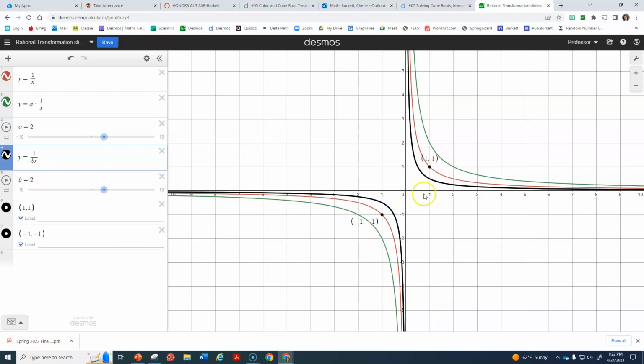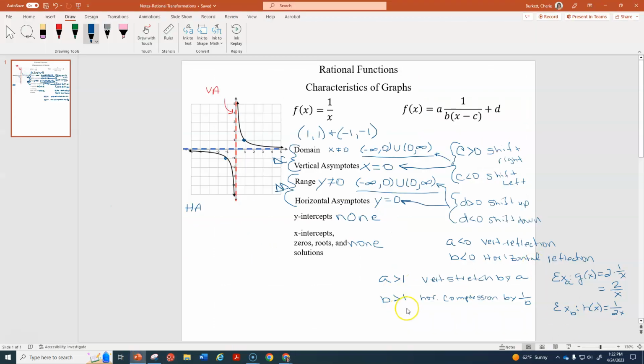So again, a and b do opposite things. When a is greater than 1, it stretches. When b is greater than 1, it compresses. All right, so we've got that written down.